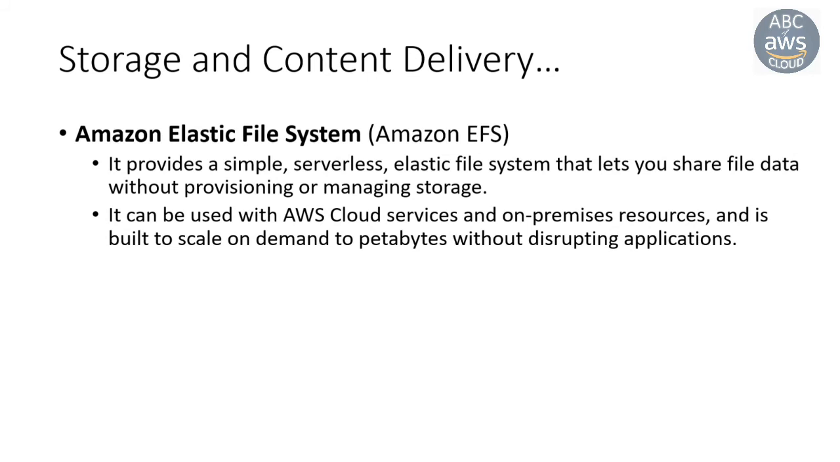Next is Elastic File System. It provides a simple, serverless, elastic file system that lets you share file data without provisioning or managing storage. It can be used with AWS cloud services and on-premise resources, and is built to scale on demand to petabytes without disturbing applications. You can think of this as a file system, and this can be shared between your EC2 instances. Suppose you are using some 100 EC2 instances and you need some shareable resource, you can use this Elastic File System.